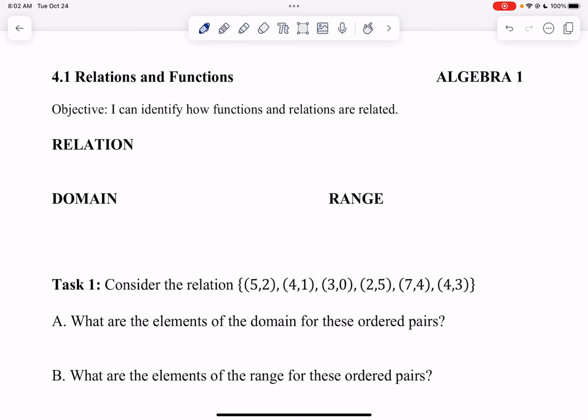Section 4.1, relations and functions. So our objective for this lesson: I can identify how functions and relations are related. Before we get into the function discussion, we need to talk about what a relation is.